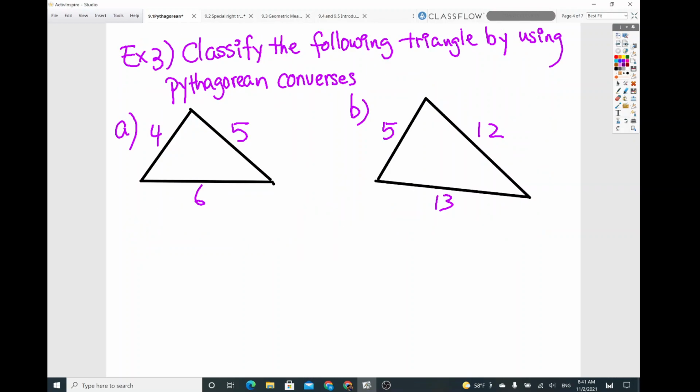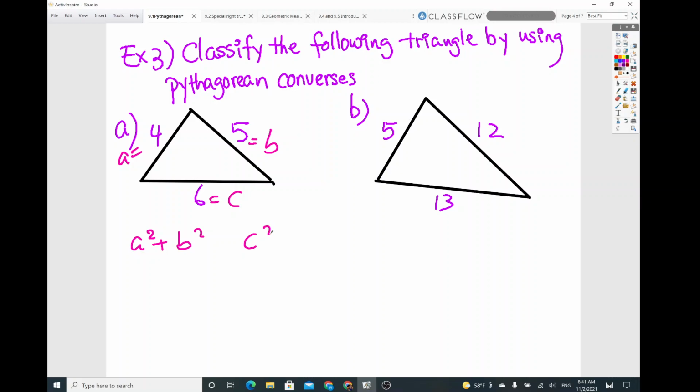So example 3: classify the following triangle by using the Pythagorean converse. Again, as I pointed out earlier, the shortest leg is always labeled with the letter a, the medium leg b, and so c would be 6. So using that, the Pythagorean converse.